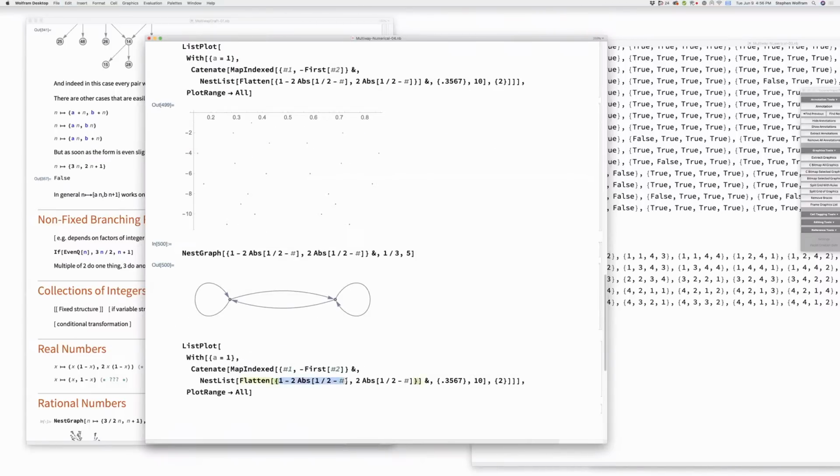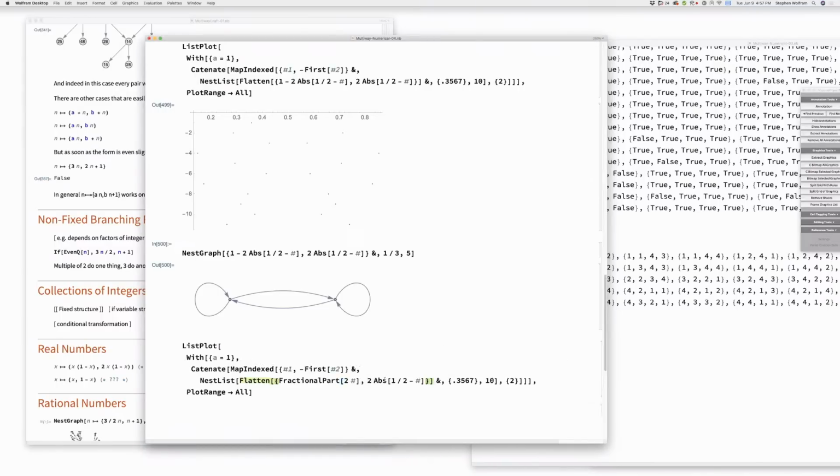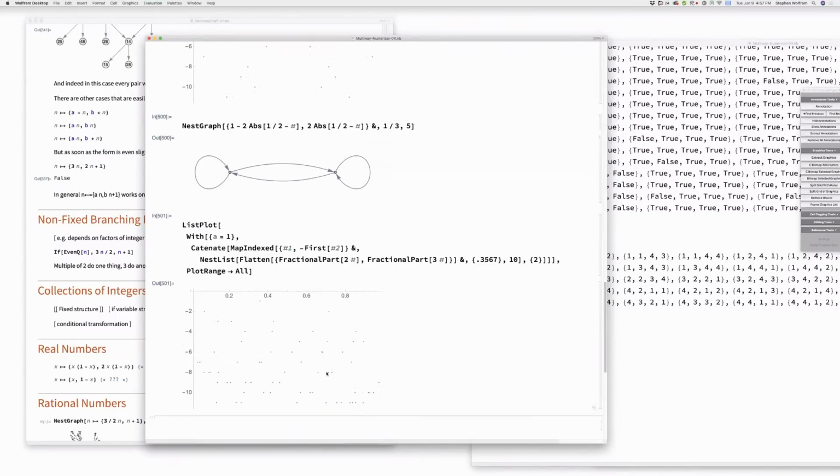So we could say, for example, is this going to work? No, we could say fractional part. Okay, let's try this. Let's say fractional part of 2 hash and fractional part of 3 hash. What will that do? Fractional part of just 2 hash will give us a standard shift map. Oh, interesting.